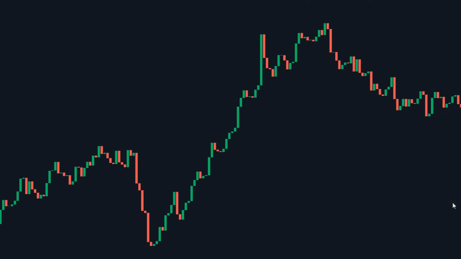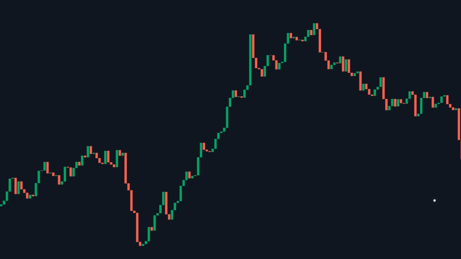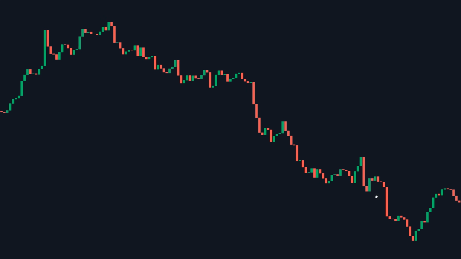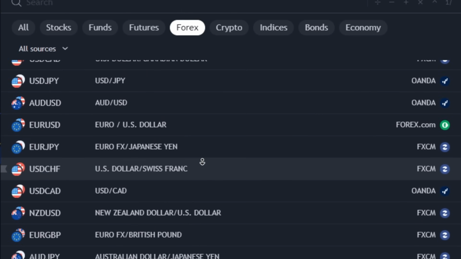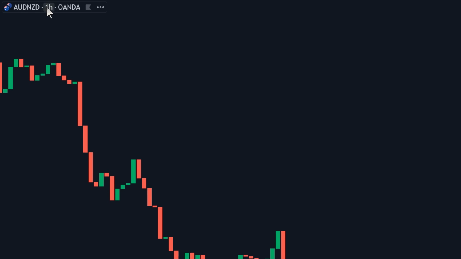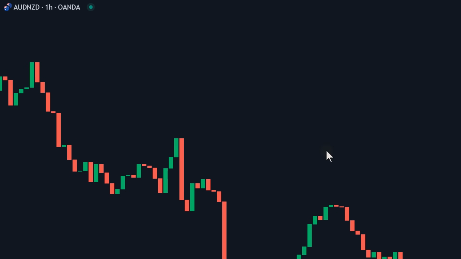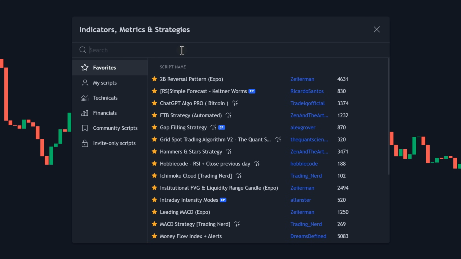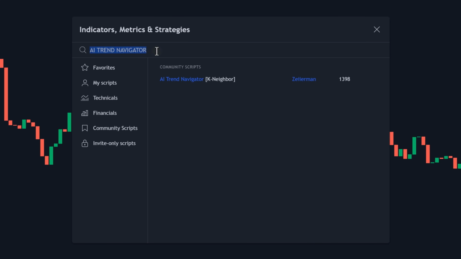Let's get into it. Now, the indicator that we're talking about is called AI Trend Navigator. To add it to your chart, you're gonna go to TradingView and load any trading security that you like. For me, I'm gonna go with AUD NZD. This strategy works best on the 1 hour time frame, so be sure to set your time frame to 1 hour. After that, open the indicator search tab and type in AI Trend Navigator. Be sure to select this one by Xiamen.